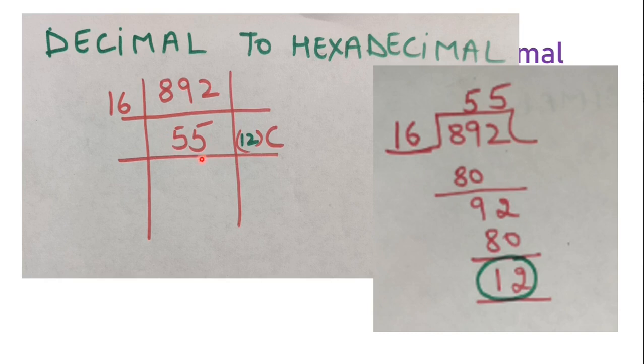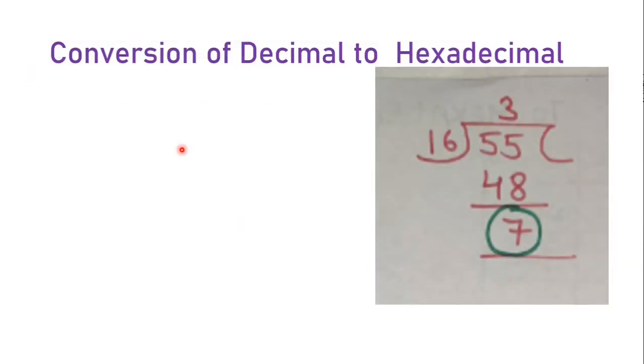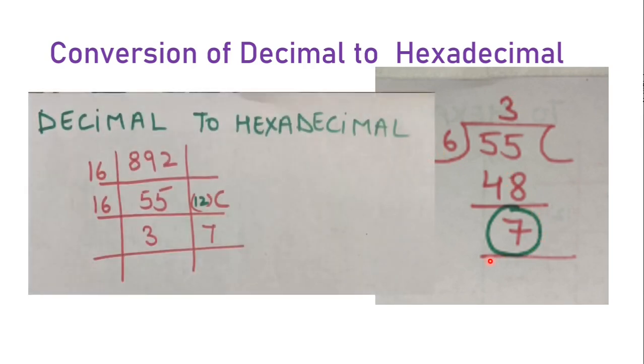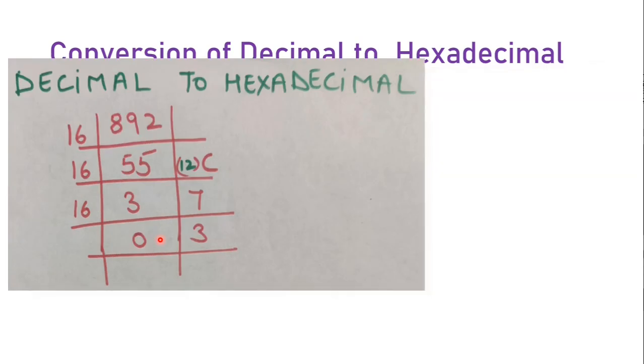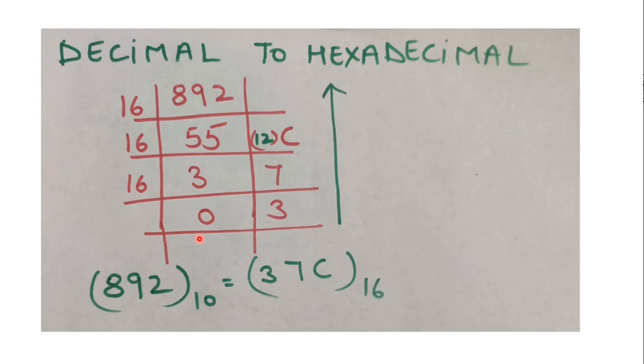We have to repeat the same step, and now we will divide 55 by 16. When we divide 55 by 16, we get 16 3s are 48, and the remainder is 7. 7 we'll write here, as this is the remainder, and 3 will write here. Again we'll carry on the same procedure, and then we have to divide 3 by 16. So 16 zeros are 0, and we get the remainder 3. So the hexadecimal equivalent of the decimal 892 is 37C. We have to write this from bottom to top like the binary system. So it will be 37C.